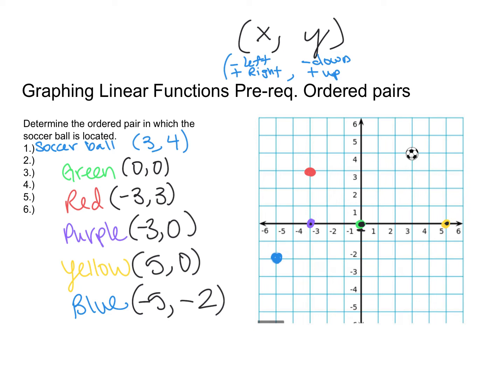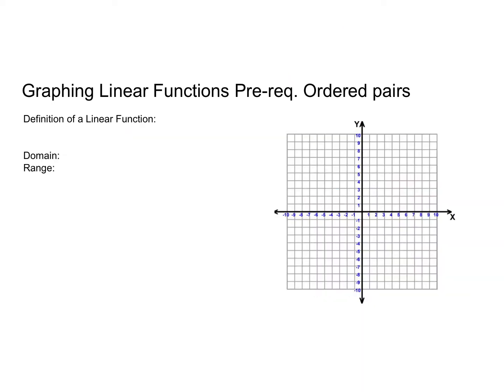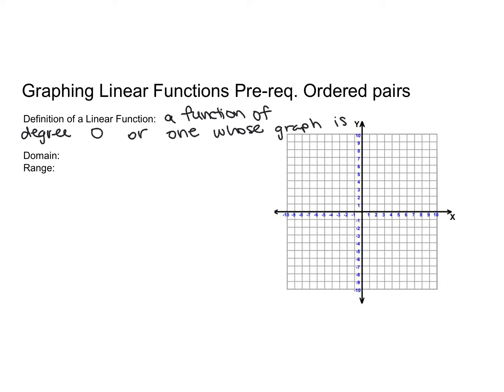Okay, we're going to move on to graphing linear functions. We've accomplished the prereq. So now we're going to talk about really what is a linear function and then some important attributes to that. Okay, so the definition of a linear function is a function of degree 0 or 1 whose graph is a straight line.